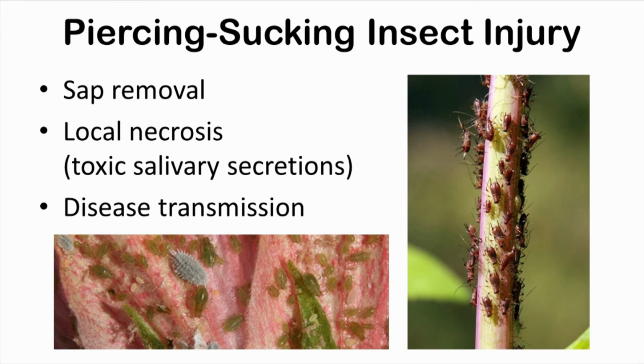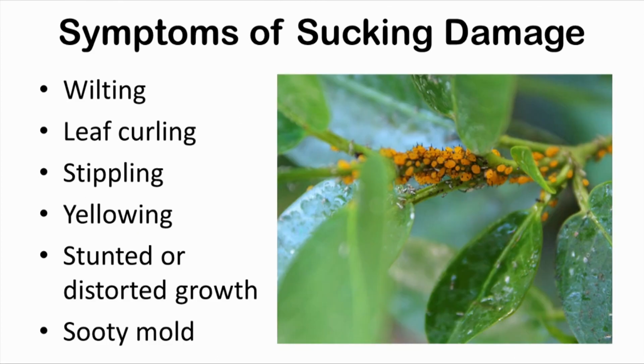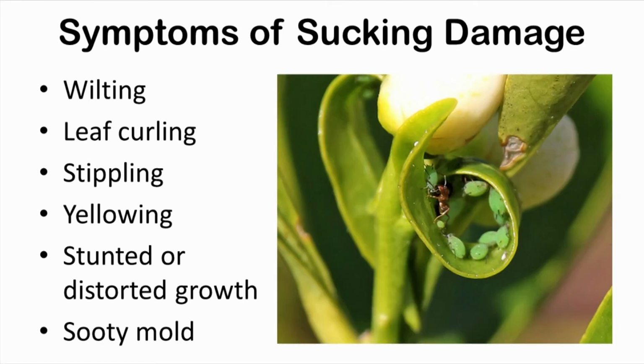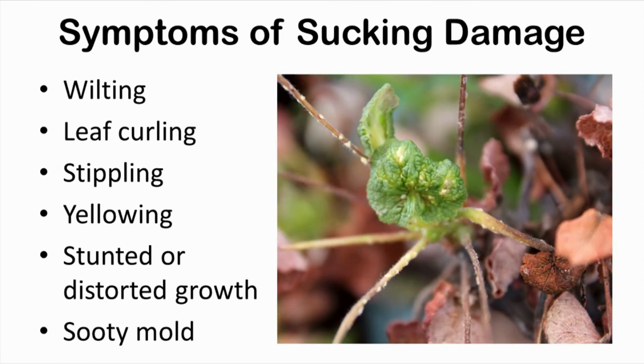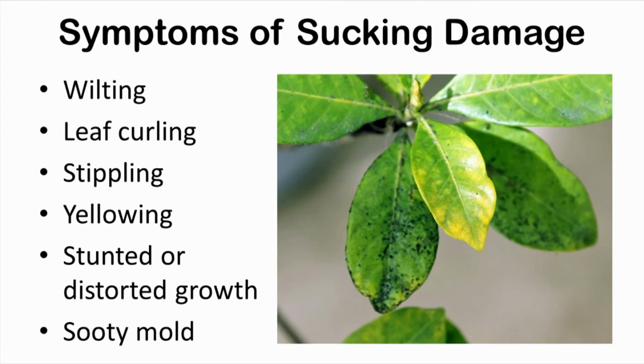These affect plants by removing sap, causing local tissue death or necrosis from salivary toxic secretions injected while feeding, and for a few, by transmitting plant diseases. Unless the culprits are visible, symptoms of sucking damage are often quite vague and may resemble some plant diseases or borer injury. Oftentimes the feeding causes just a general decline without dramatic symptoms. Some symptoms of sucking damage include wilting, leaf curling, stippling, yellowing, abnormal growth, or the growth of sooty mold.